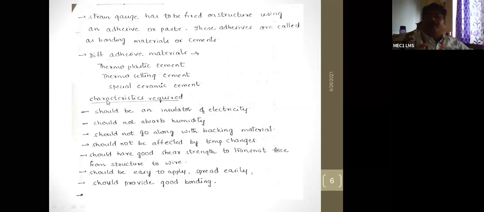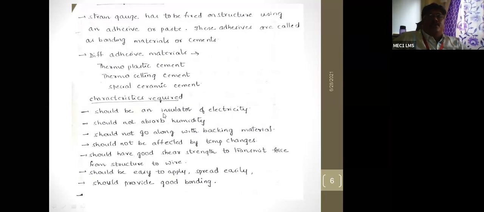With the help of these, we have to bond the metal foil, bonded strain gauges, or semiconductor gauge to the structure or the body whose strain has to be measured.